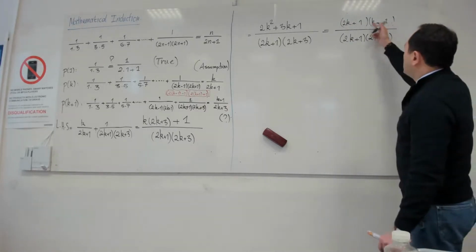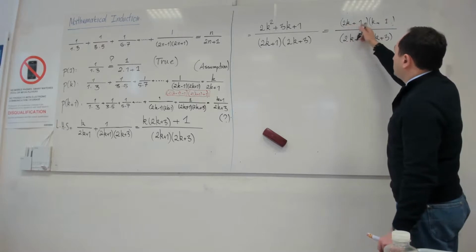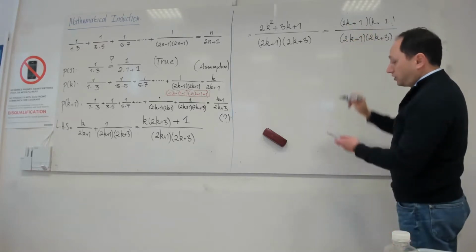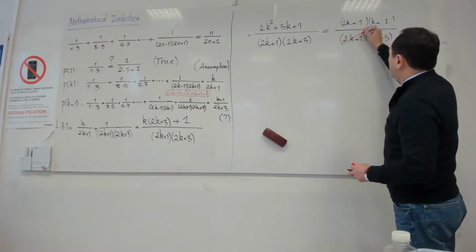And now this is in factorized form. So 2k plus 1 and 2k plus 1 are common factors. So I can, yes?